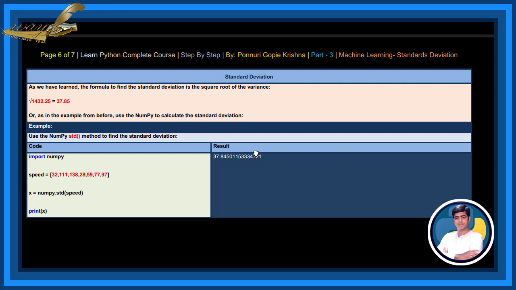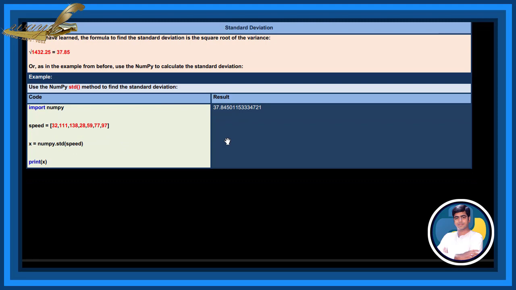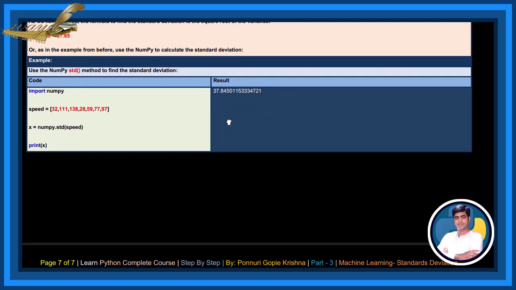Standard deviation. As we learned, the formula to find the standard deviation is the square root of the variance. See, the square root of 1432.25 is equal to 37.85. Or, as in the example from before, use NumPy to calculate the standard deviation. Use the NumPy std method, and the result returned is 37.845 and so on.